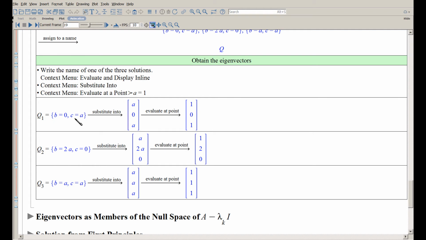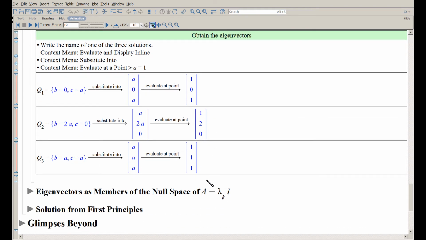If I substitute into the vector X, I get A, 0, A. I factor out the A by setting it equal to 1, giving 1, 0, 1. Do the same thing here for the second solution. I get 1, 2, 0. And for the third solution, I get 1, 1, 1. So this is V1, V2, V3.